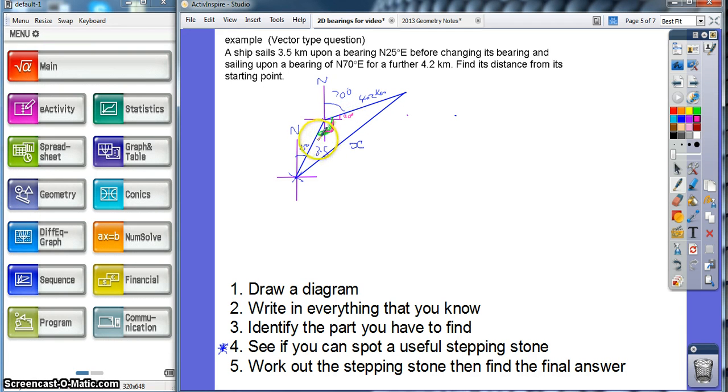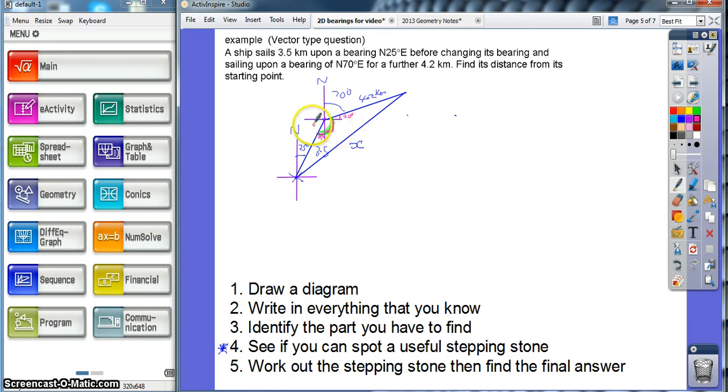And now this one may not be obvious straight away, but this is one of those alternate or Z angles, because these lines here are parallel, and we create this Z here. These alternate angles are the same, so that is 25. That's a little difficult to see.